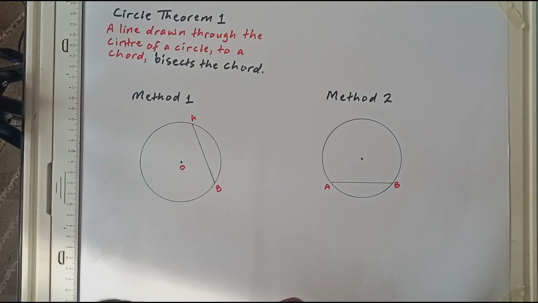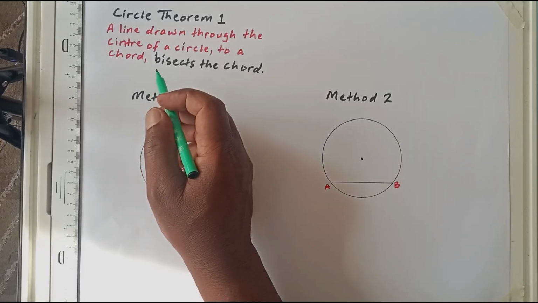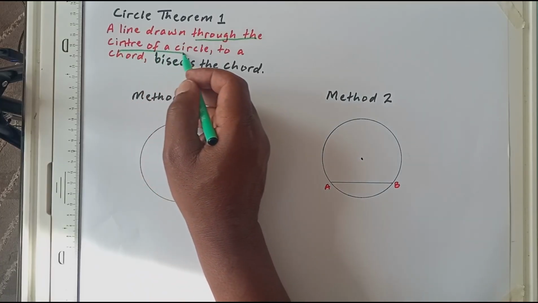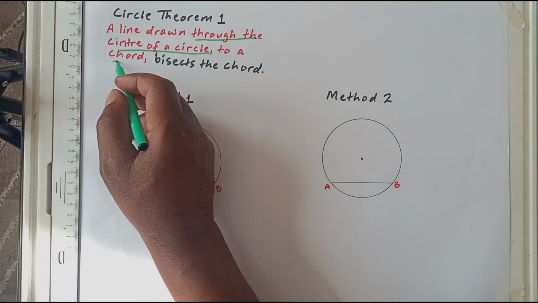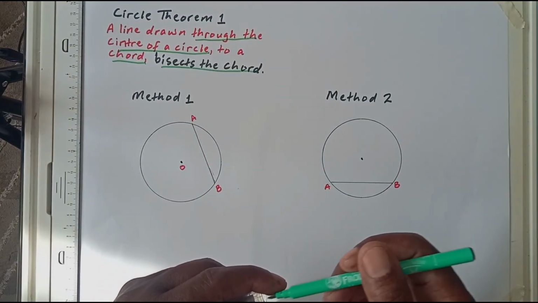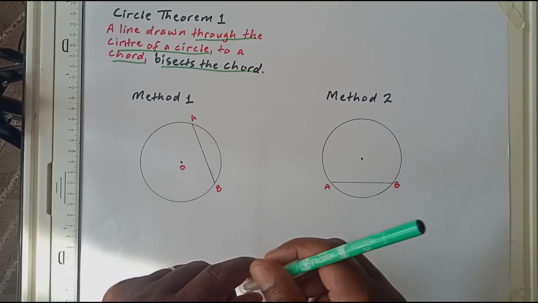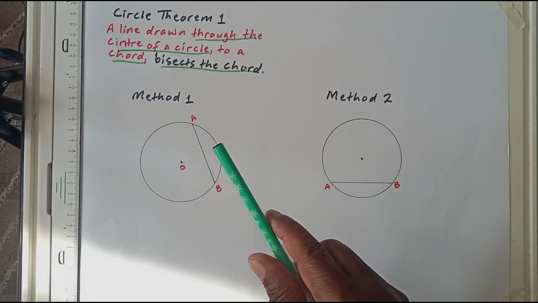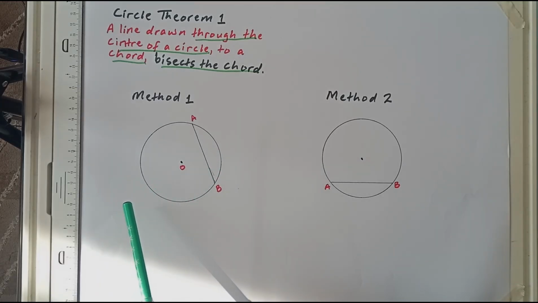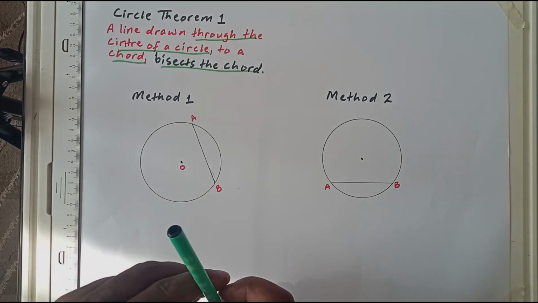So today we want to look at circle theorem 1, which says a line drawn through the center of a circle to a chord bisects the chord. It means if we draw a line through the center of a circle and towards the chord to that circle, the line that we draw is actually going to bisect the chord. It's going to divide it into two equal parts.